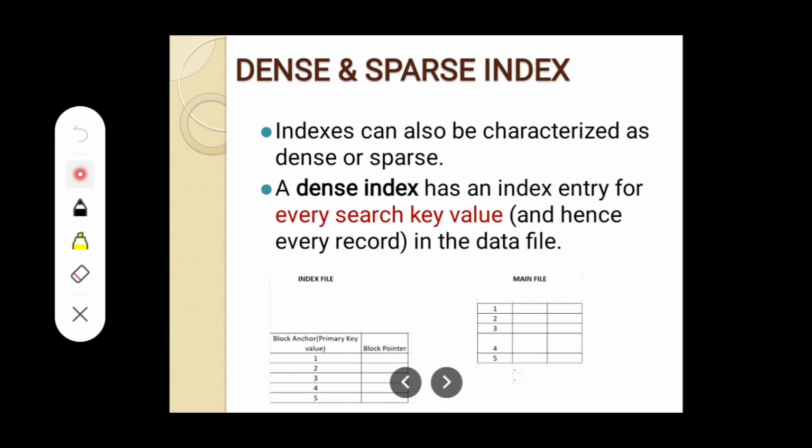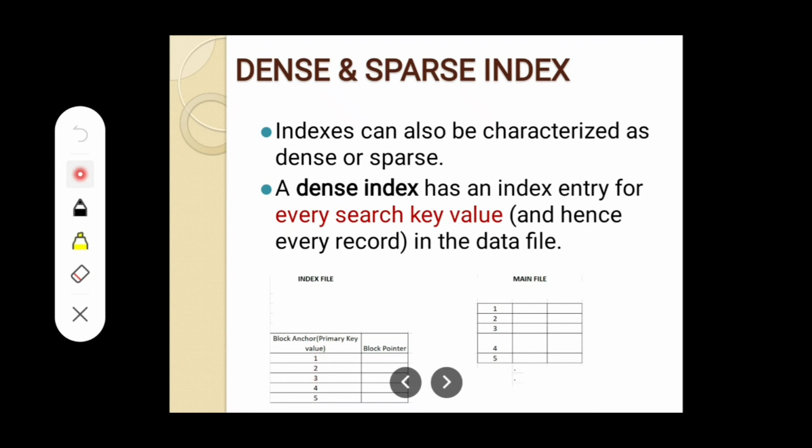Next concept, already we had discussed, dense and sparse index. Index can be categorized as dense or sparse index. Okay, so what is a dense index? Dense index means it has index entry for every search key value in the data file. അതായത് ഡാറ്റ ഫയൽ ഏതൊക്കെ സെർച്ച് കീ വാല്യൂ ഉണ്ടോ അതെല്ലാം will be available in the index file also.